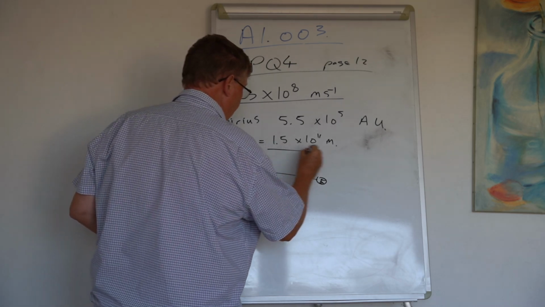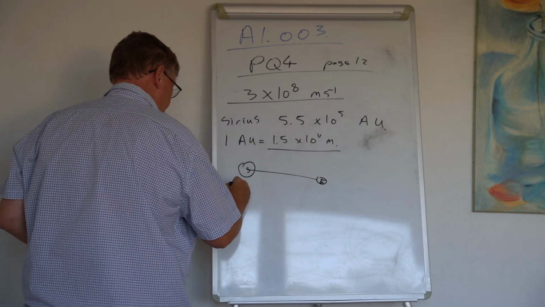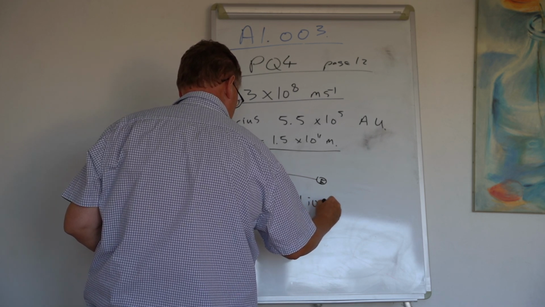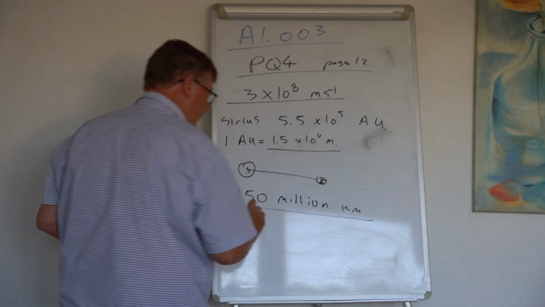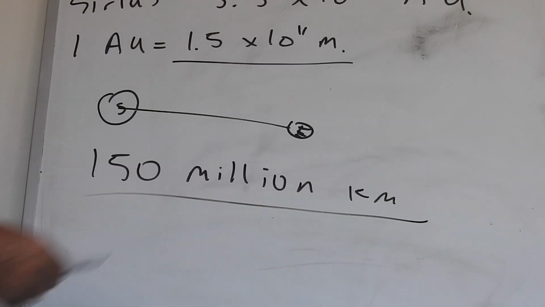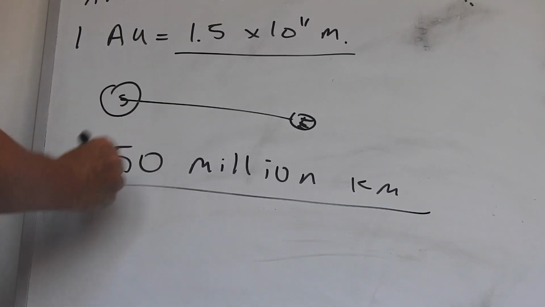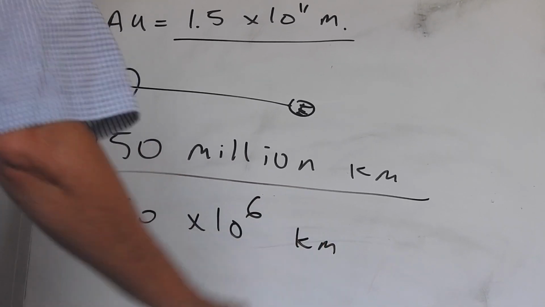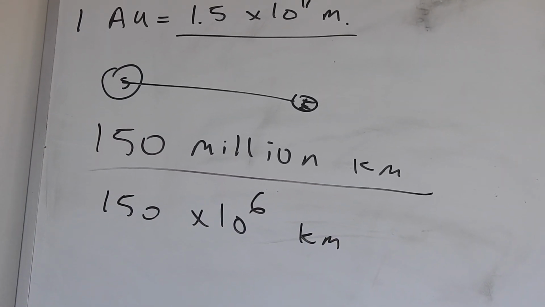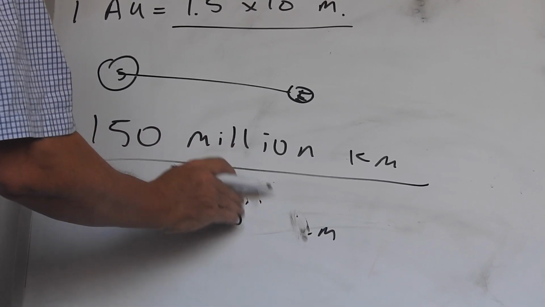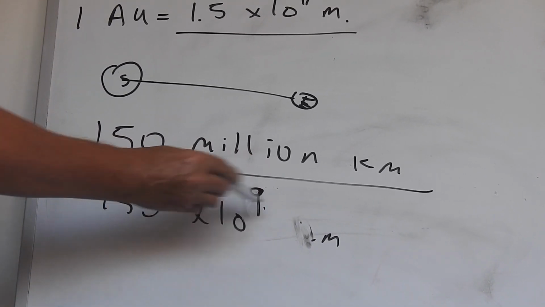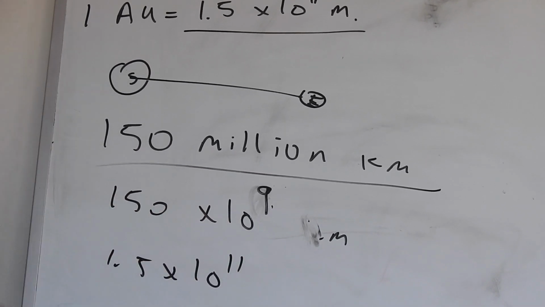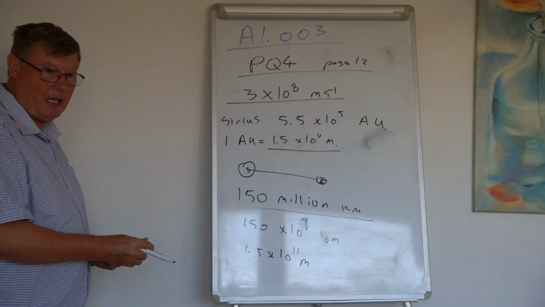We use this number. In English, what is this number? Forget all that. It's 150 million kilometers, because that's how far it is from the Sun to the Earth. That would be 150 times 10 to the 6 kilometers. And because a kilometer is 1,000 meters, to turn it into meters, you make that 9. And to turn this into this format, it'd be 1.5 times 10 to the 11 meters. Are you okay with that? That's where it comes from. Okay.